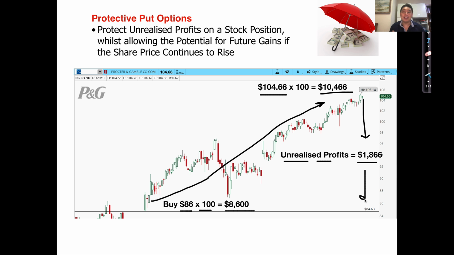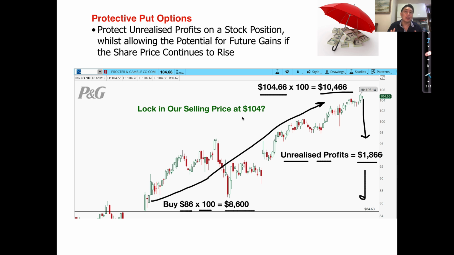So for most investors or most traders, if they want to lock in the price, they would simply sell the shares at 104. The trouble is once you sell the shares, you're out of the stock. If the price continues to rise, you don't get any more potential upside. So is there a way for us to lock in our sales price at 104, and at the same time, we can still benefit if the price continues rising? The answer is yes, using put options.